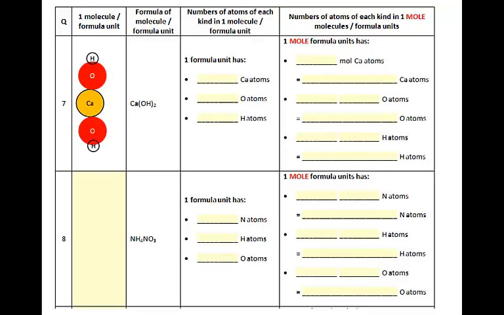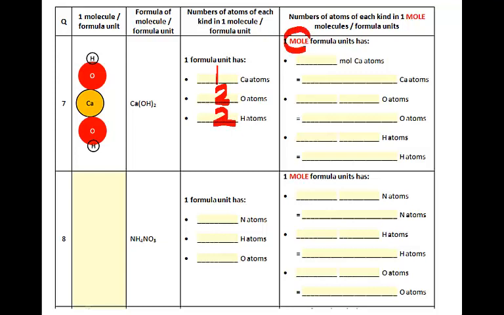Try this page yourself before I show you the answers. Here we have calcium hydroxide, Ca bracket OH bracket 2. Why the brackets? Because we have 2 hydroxyl groups, and that little 2 there refers to the presence of 2 of the whole group that's in brackets. It's not just 2 H's, it's 2 O's and 2 H's, 2 OH's. One formula unit has 1 calcium atom, 2 oxygen atoms, and 2 hydrogen atoms.